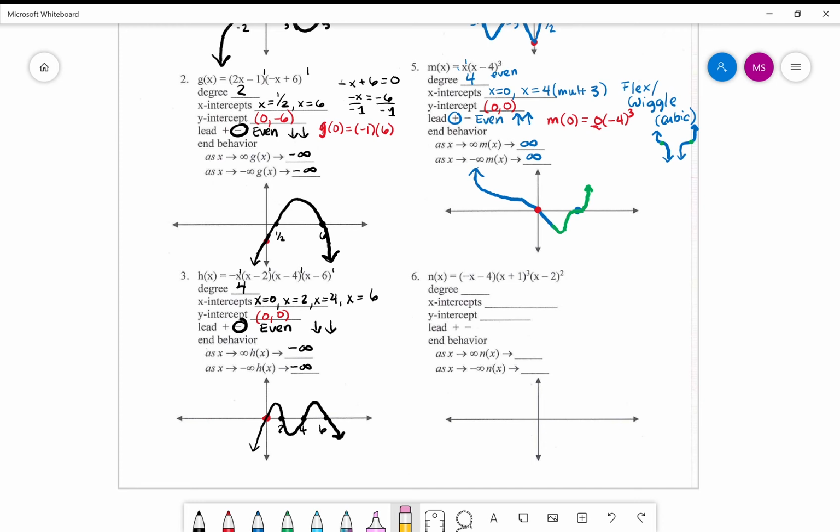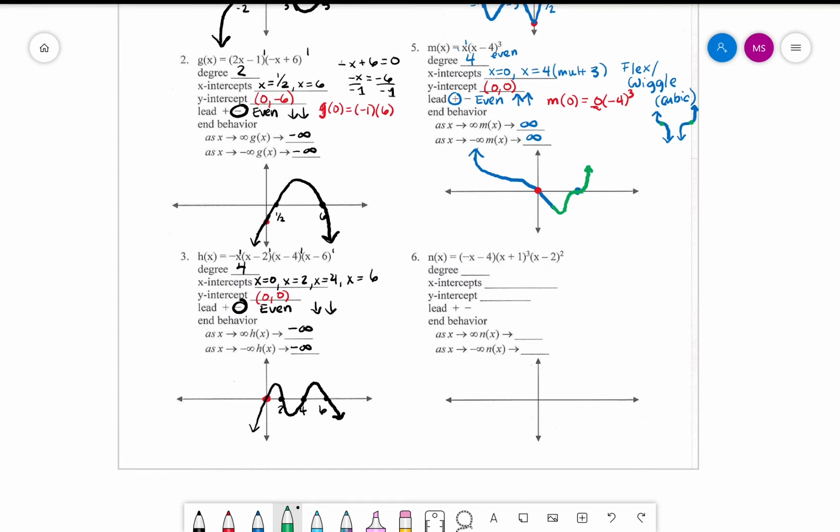All right, for number 6, we're going to change it up a little bit because all of the polynomials have had an even degree. So for number 6, we're going to change it so that it is odd. So how are we going to change it?